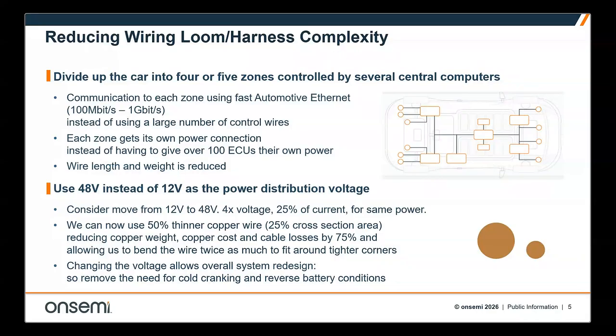Now, here's where it gets even more compelling. By moving, for example, from 12 volt to 48 volt as the power distribution voltage, we get 4 times the voltage at a quarter of the current for the same power. This is simple electrotechnical physics. That lets us use 50% thinner copper wire, just 25% of the cross-sectional area, which translates to a 75% reduction in copper weight, which also means copper cost and cable losses. And thinner wire also bends more easily, so we can route it twice as tightly around corners and through tight spaces.